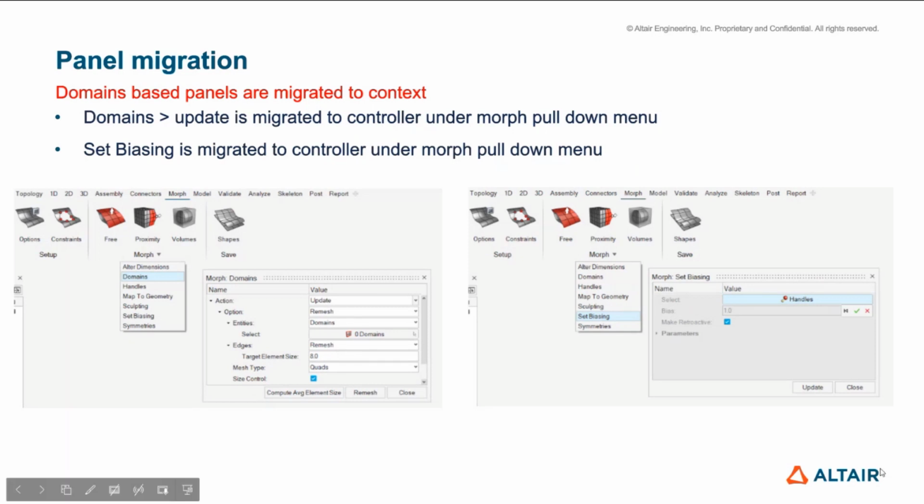A domain update is one of those. We have migrated that to a controller workflow under the morph pull down menu, and set biasing with respect to the handles. Those have been migrated to the controller workflow as well. So some of these items, I'll just go on a quick demo on the morphing.